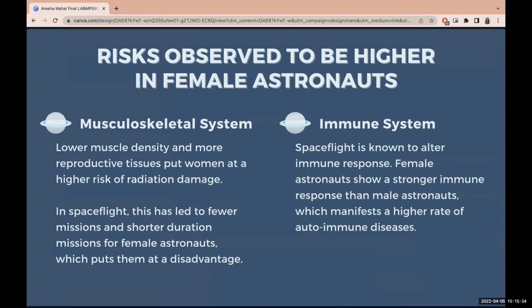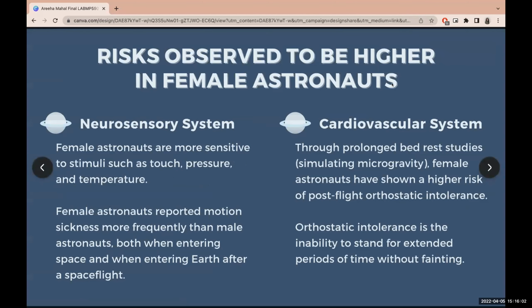These differences between male and female astronauts are not only important when considering their health and safety, but also when considering the opportunities they get in the field. Secondly, in the immune system, spaceflight is known to alter immune response. Female astronauts tend to show a stronger immune response compared to their male counterparts, and this ends up manifesting in a higher rate of autoimmune diseases in female astronauts.